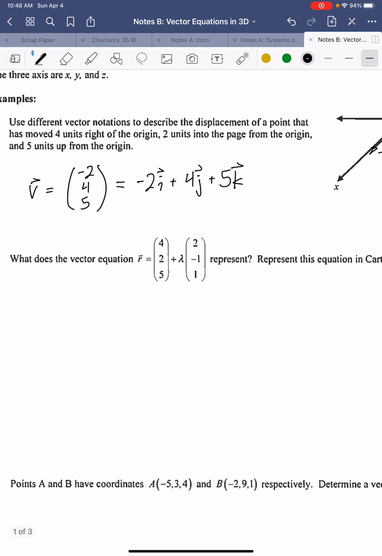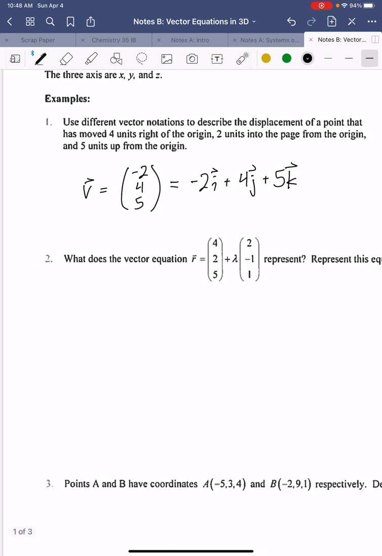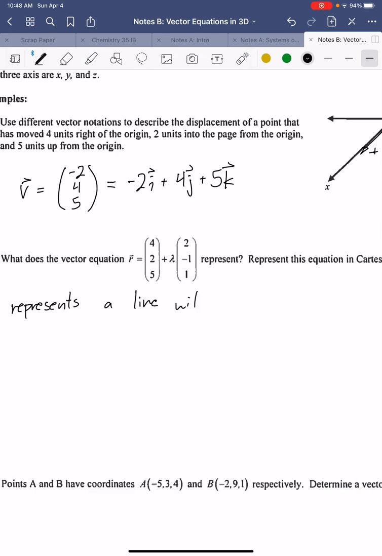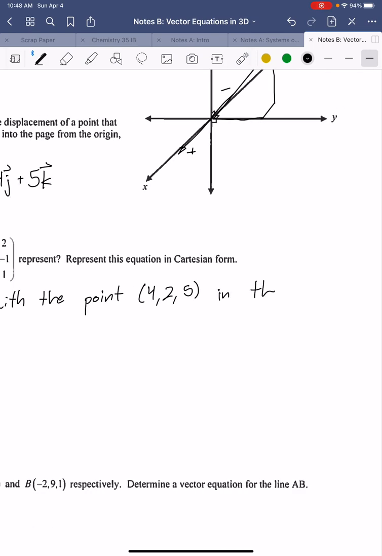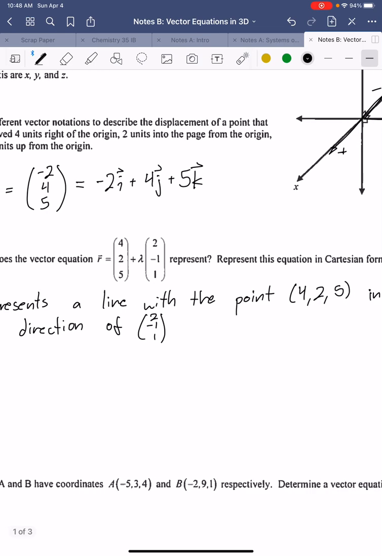So what does the vector equation r equals this vector plus that times lambda represent? Well, it represents a line with the point 4, 2, 5 in the direction of 2, negative 1, 1. That's what it represents.